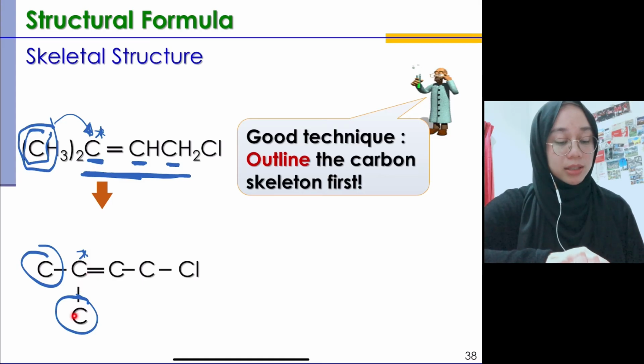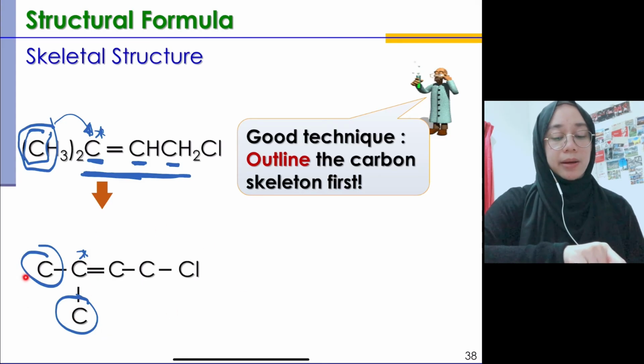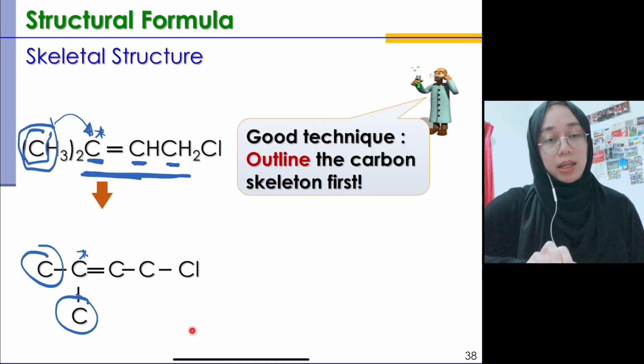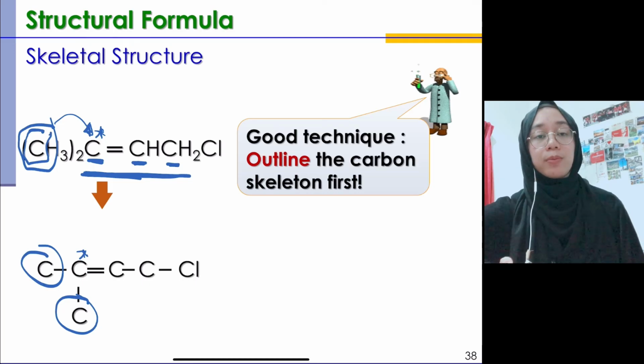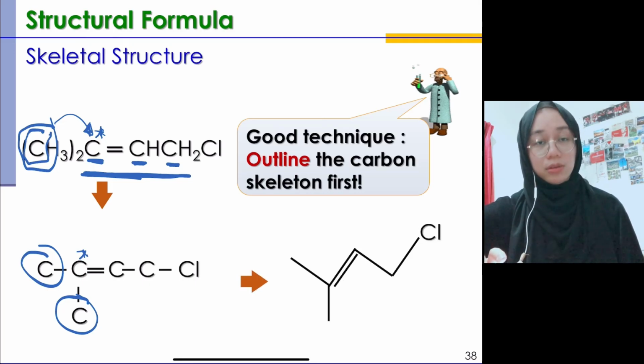So kamu just tulislah lagi tulang lain. Okay, so ini adalah dipanggil sebagai the carbon skeleton. Lepas kamu dah buat carbon skeleton ni, barulah kamu buat pula skeleton dia sendiri. Okay, so this is how it looks like.